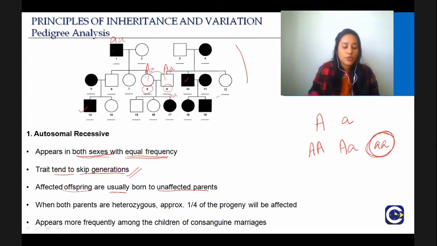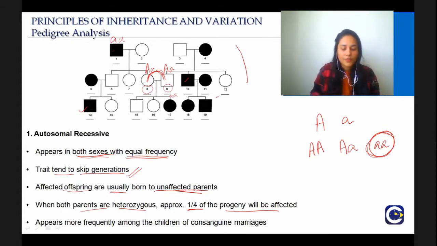So in case of autosomal recessive disorder, affected offspring are usually born to unaffected parents. When both the parents are heterozygous, approximately 1/4 of the progeny will be affected. You see here, both of them are heterozygous and 1 out of 3, not 1 out of 4. So these ratios are always approximate. And if you do a cross of this, you can easily realize that only one of the individuals will have small a.